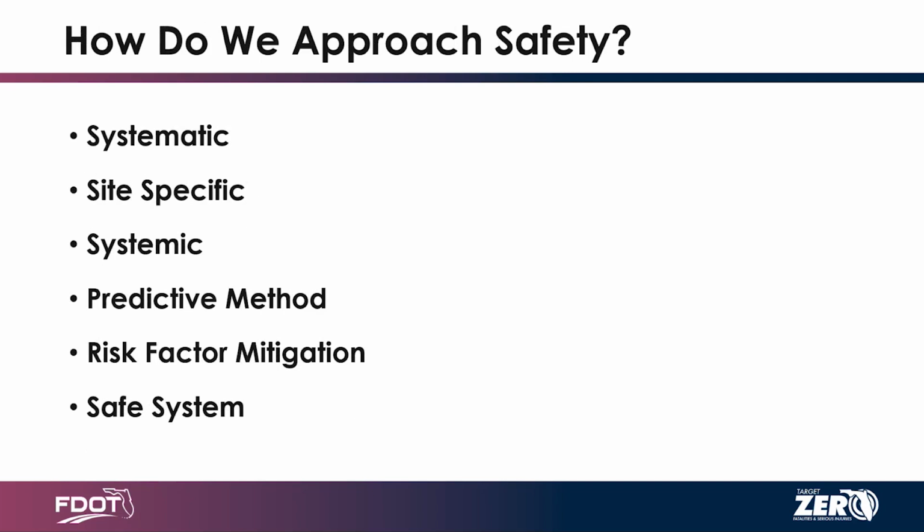So how do we approach safety? For this level of class, I'm going to break it down into really six different ways: the systematic, site-specific, systemic, the predictive method, risk factor mitigation, and the safe system approach. And the safe system approach is really kind of cheating because it covers all of it.